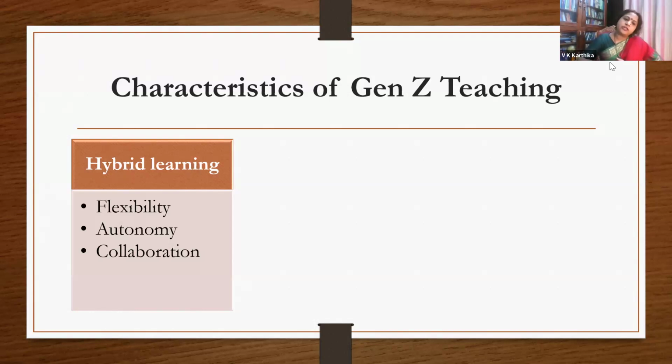So several of the students ask, can we have a video in our classroom? Can we go for something else? So they have a lot of say in that, and they prefer the hybrid mode of learning, which gives them flexibility, a little bit of autonomy in choosing what they want, and encourages a lot of collaboration between learners and learners and teachers. So that is why they think that hybrid learning is actually empowering them.